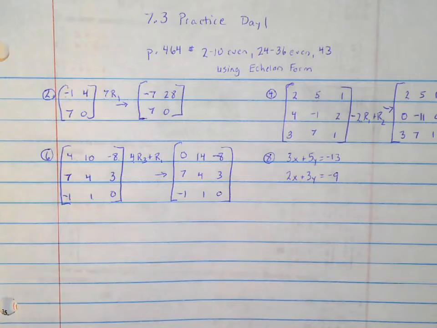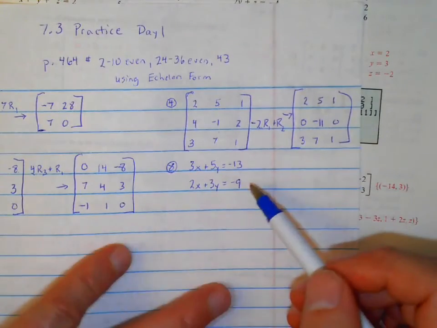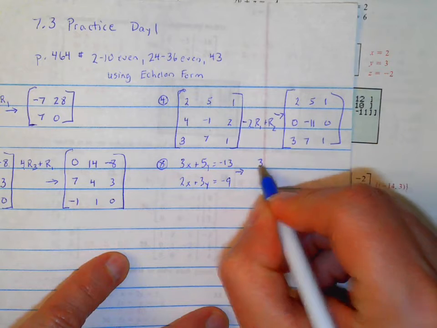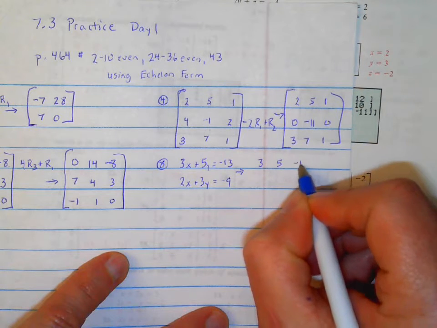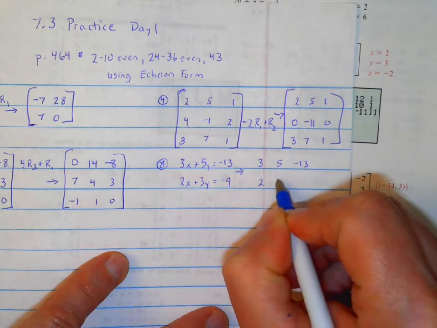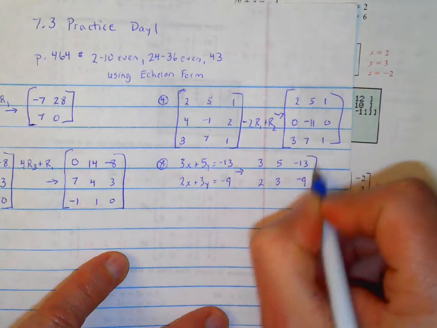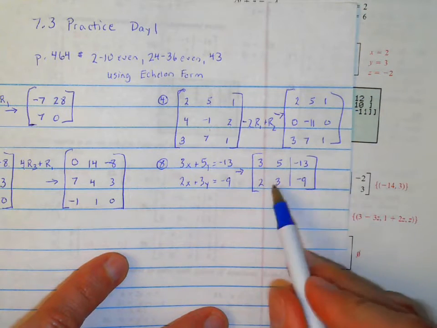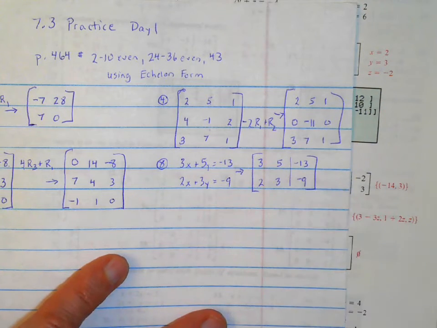Okay, number 8, we are looking to just put this into an augmented matrix. So our matrix would be 3, 5, negative 13, 2, 3, and negative 9. And we usually put the little line down there to separate the variables from the constants.